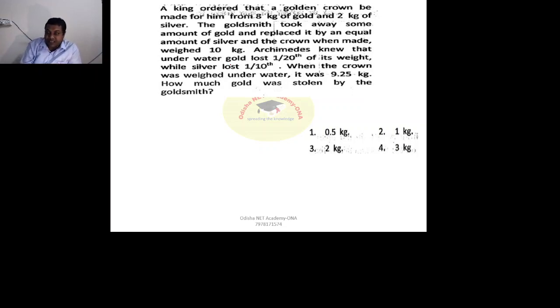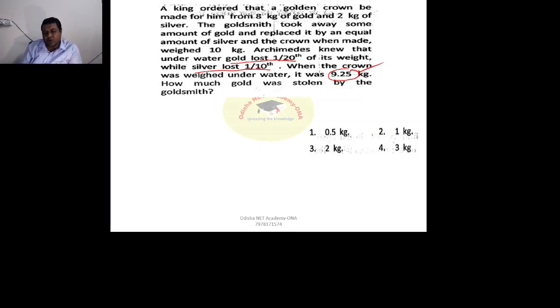But for that, data is given according to Archimedes principle. That is, gold loses 1/20th of its weight and silver loses 1/10 of its weight. Under water, the weight of the made crown is 9.25 kg. So these three data are given to you. Then you can find out how much gold was stolen by the goldsmith.